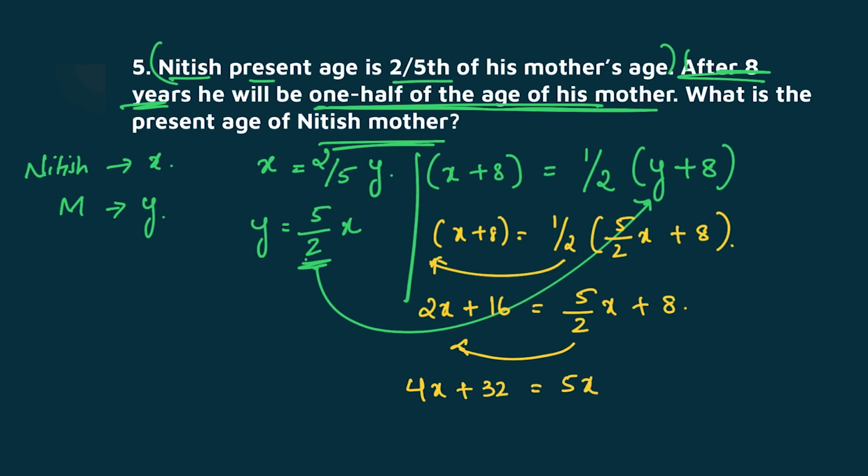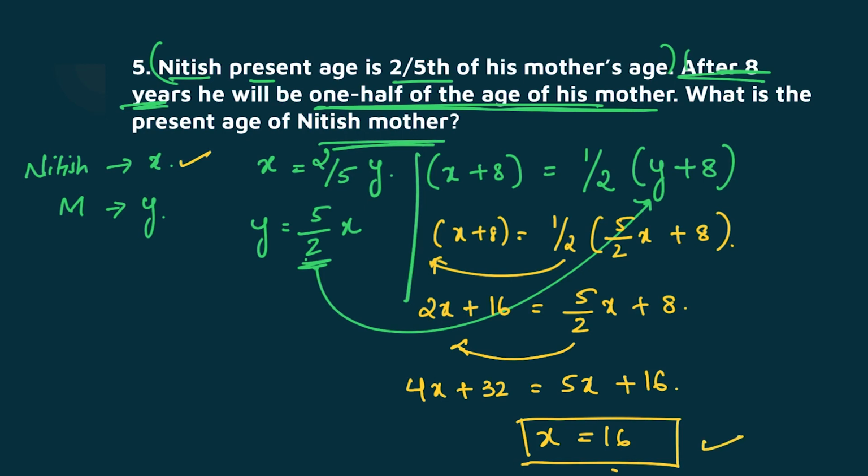Since 2 is not a divisor of 8, you have to multiply 8 by 2, so it becomes 16. So now solve for x, you get the value of x is equal to 16. So the age of Nitish is 16.